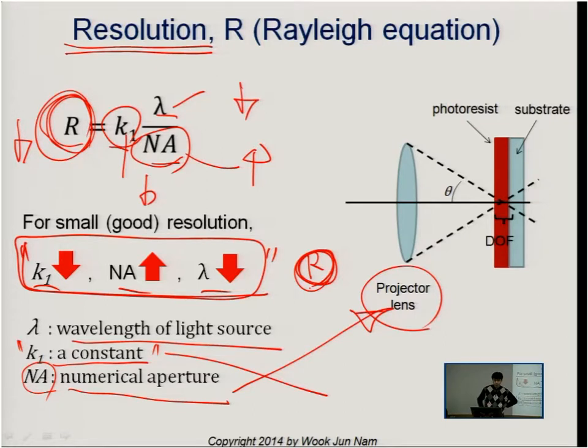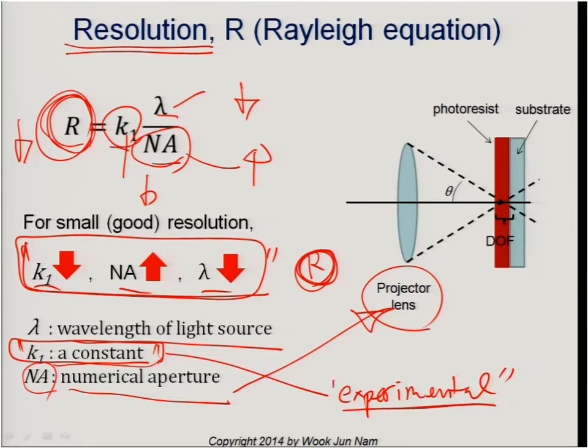So where does K1 actually come from? We will go through this, but it is more likely achieved by experimental work. What kind of experiments can improve the K1 factor, we will talk about in a later slide.